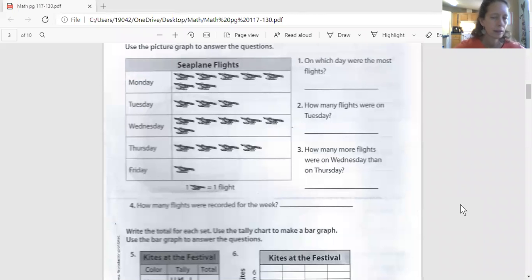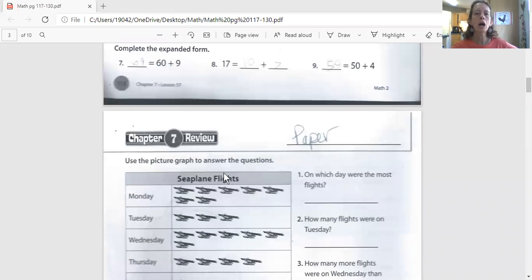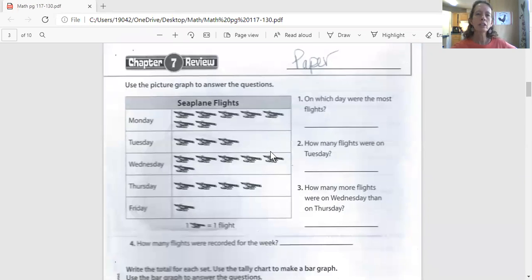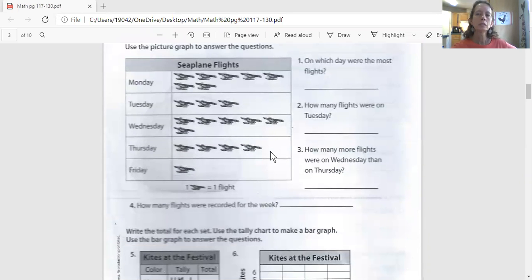Okay, so what we're doing today is we're finishing up our chapter 7 on math. And this chapter was all about graphs. And we looked at picture graphs, we looked at tally charts, we looked at bar graphs, we looked at line plots. So this is the end of that chapter. This is where we're going to do the test on it.